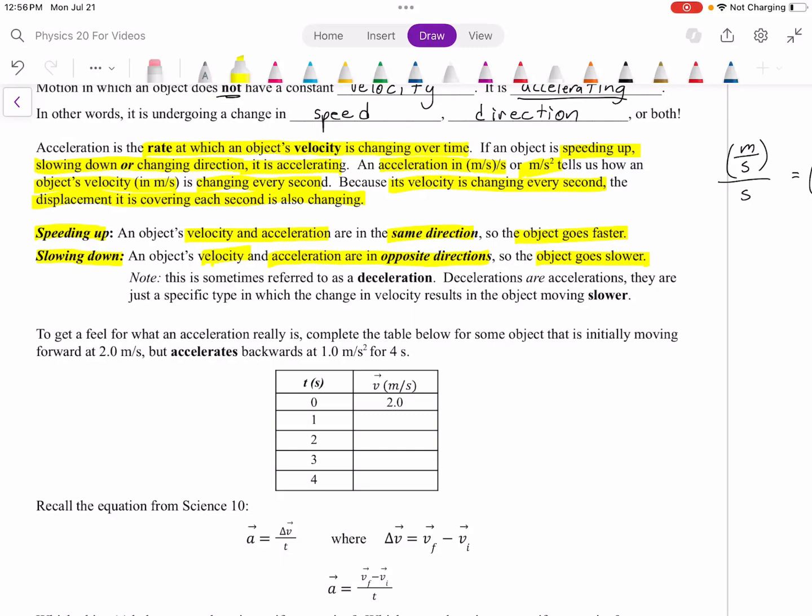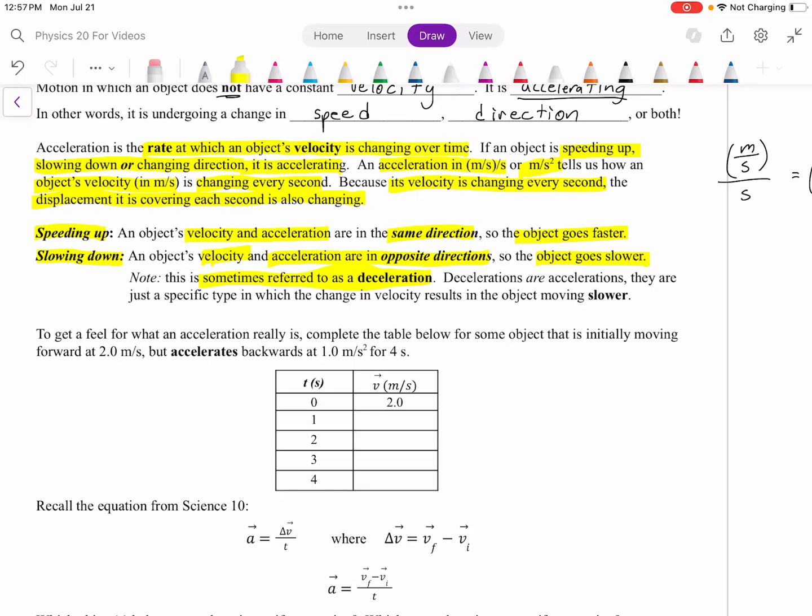You're moving forwards, but you're actually accelerating backwards, right? Moving forwards, but your acceleration is changing to be less and less forwards, or in other words, more and more backwards, until you come to a stop. So we sometimes refer to this specific situation as a deceleration. You will sometimes see that term used.